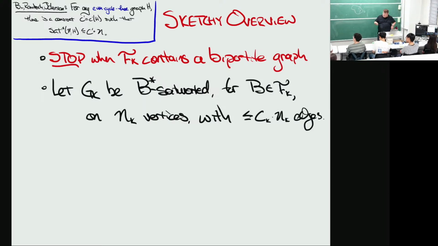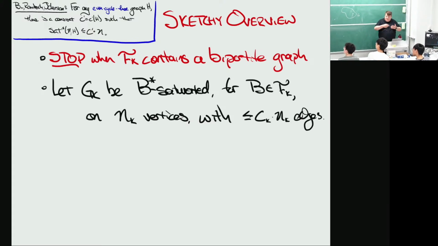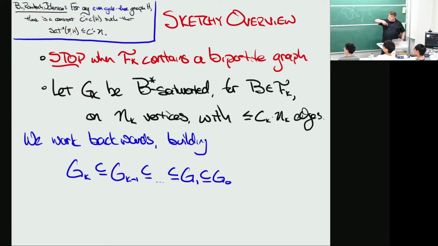But the point is that once you get that last one, you can put down a graph which is saturated and which has very few edges. So you take a graph which is saturated relative to that last bipartite graph that you got on some number of vertices. You don't know how many since you've been removing maximum size independent sets this whole time. But you know that it has linearly many edges in its order. And then you build this thing back up.